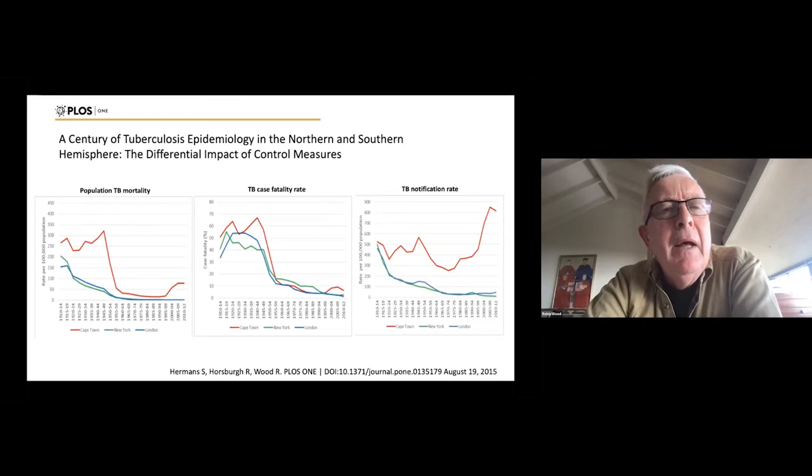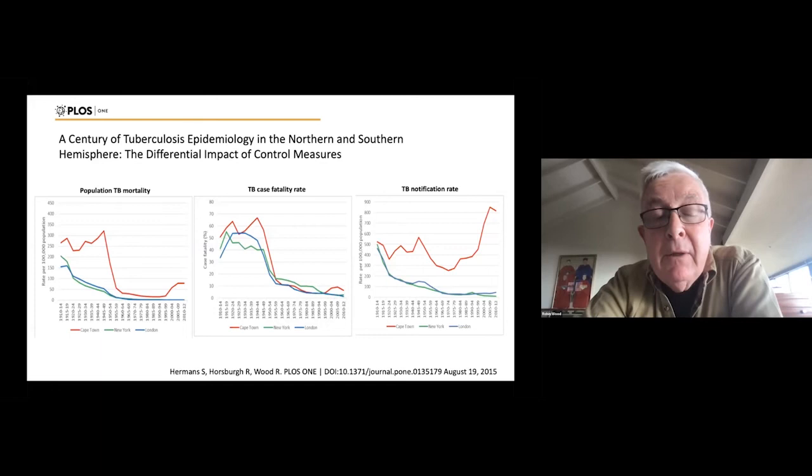What I now want to do is to move to a topic which has really driven my interest in this field. And this is a paper written by Sabine Hermans a few years ago. We looked back at the last 100 years of tuberculosis in three cities: London, New York, and Cape Town. On the left-hand panel, you can see the population TB mortality, and there's good figures for all these cities, and that's why I chose them.